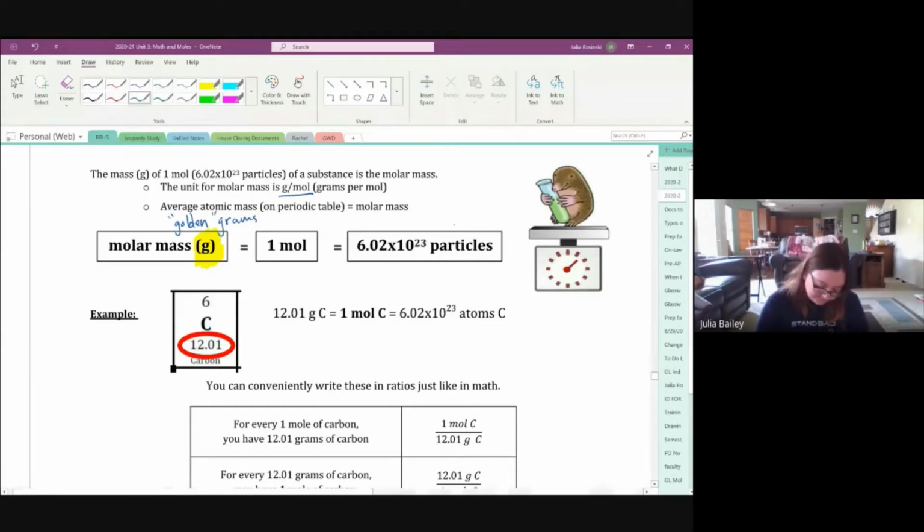Particles, which for now is just going to be atoms. Later, we'll use other words for that. For now, we're just going to use atoms. But particles or atoms, we're going to color code blue. And my memory trick for that: when it's blue, use 6.02 times 10 to the 23rd. That number always goes with a blue word, which for now is just going to be the word atoms.